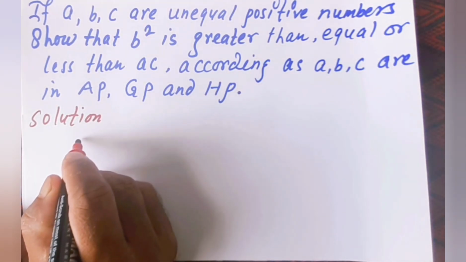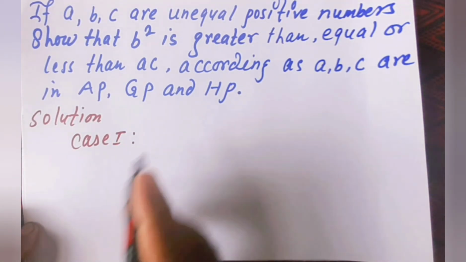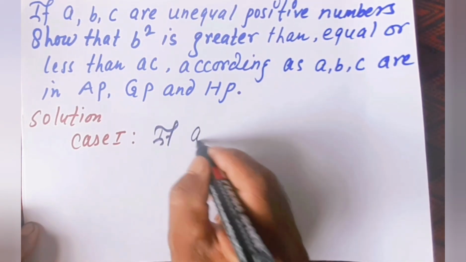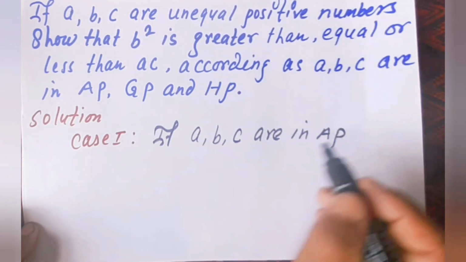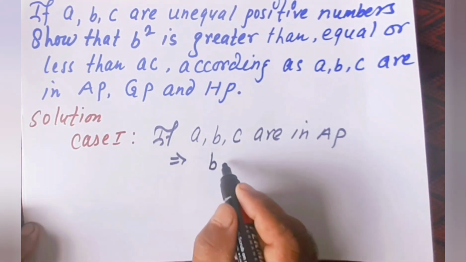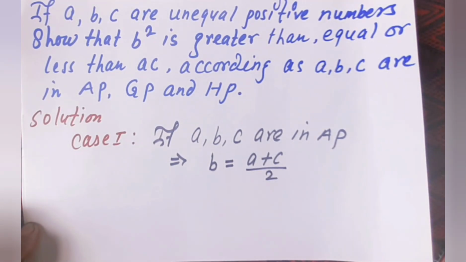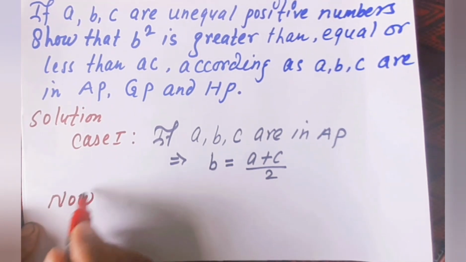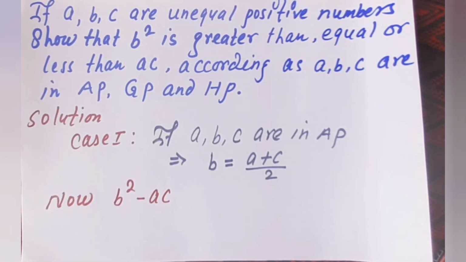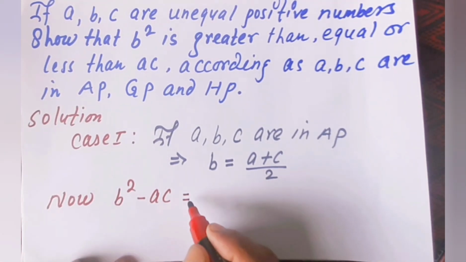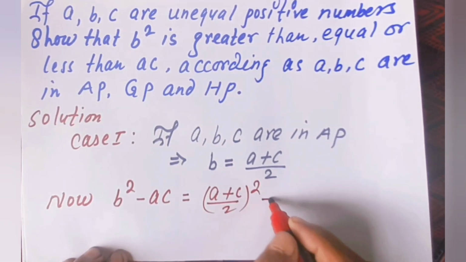Taking case first, if A, B, C are in AP, we can write B is equal to A plus C by 2. Now take the condition B square minus AC. The value of B square minus AC: B square we can write as A plus C by 2, this whole squared, minus AC.